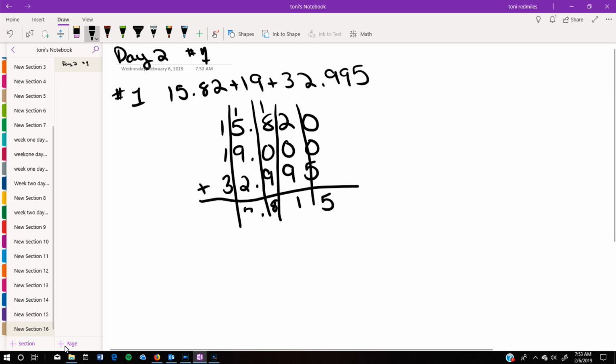Next column is going to give me 17. Carry the 1. And then this column is going to give me 6. So the answer is going to be 67.815.